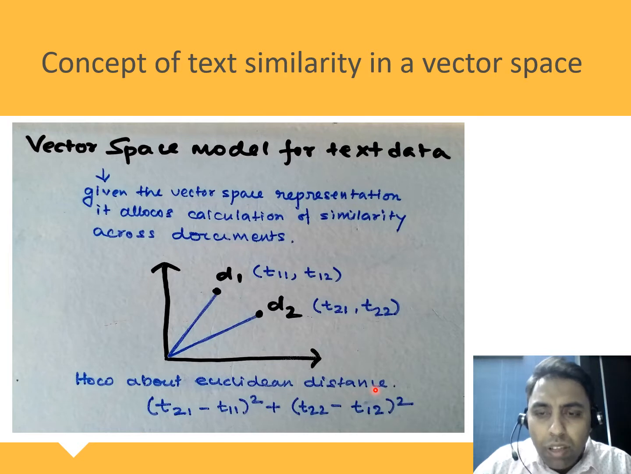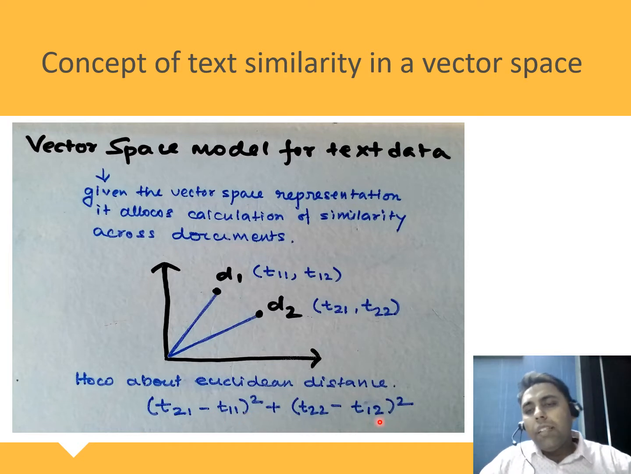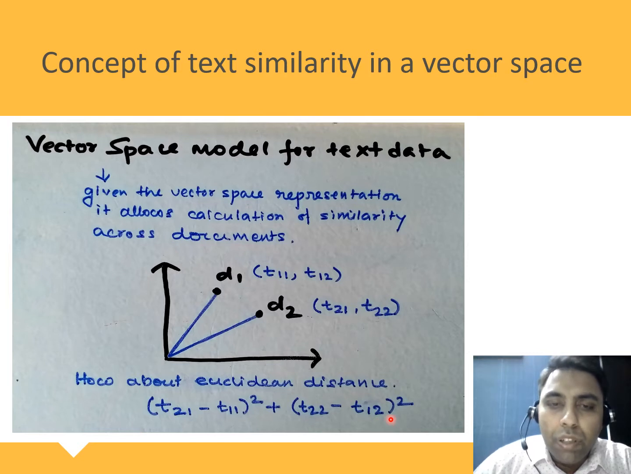Now, one aspect about Euclidean distance is its value actually depends on the values of these components for which the component-wise differences are calculated and then squared up. So, if I'm talking about the Euclidean distance between D1 and D2, it will depend on the actual values of these components T21, T11, T22, T12, and so on and so forth. So, is it a good thing or a bad thing? That is something that we want to assess.